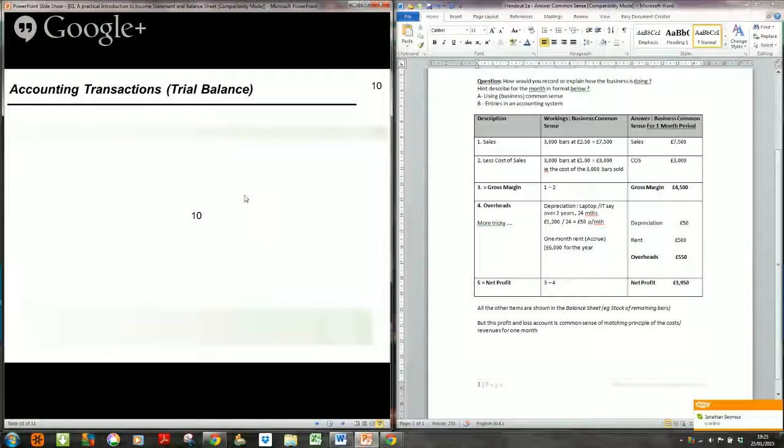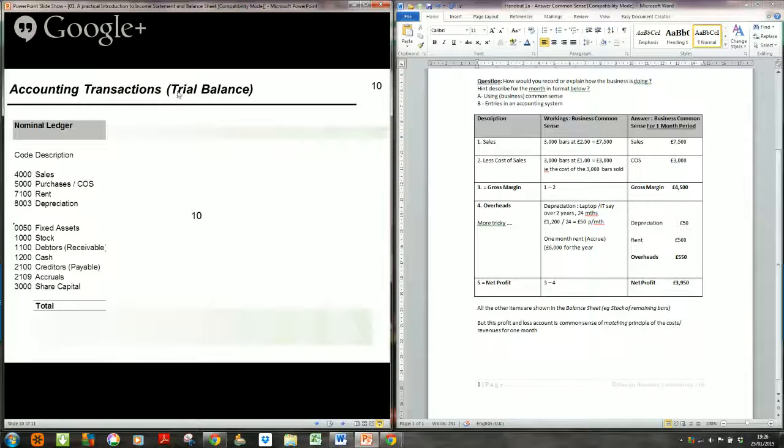So these accounting entries, by the way, are called a trial balance. You'll probably never see a trial balance in practice, because what comes out the other end is the trading statements in terms of profit and loss and balance sheet, which is what you'll be familiar with in a business.